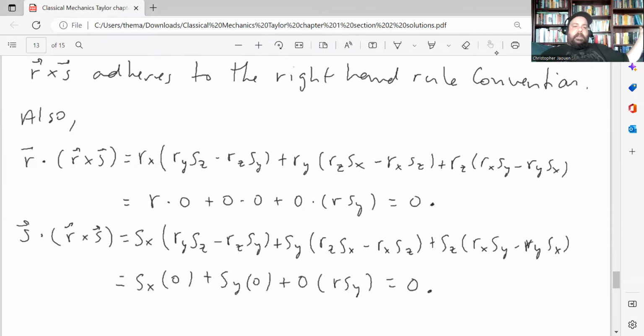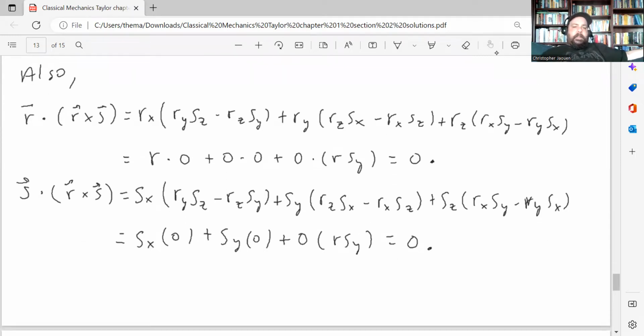Next, I show that R and S are perpendicular, are orthogonal to R cross S, and you just plug the coordinates into the formula for these operations, and you get 0 for both of them. And if you remember from Shifrin, that means that they're orthogonal, right? They're perpendicular to each other. Okay, so that checks out.